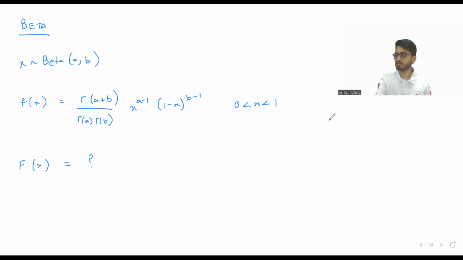When will I get a PDF of 1? That is in the case when x follows uniform 0, 1. Here the PDF will be nothing but 1 by b minus a, which is nothing but 1. So take this down: beta 1 comma 1 is equal to uniform 0 comma 1. In notation, you can write beta 1 comma 1 is equal to uniform U 0 comma 1.